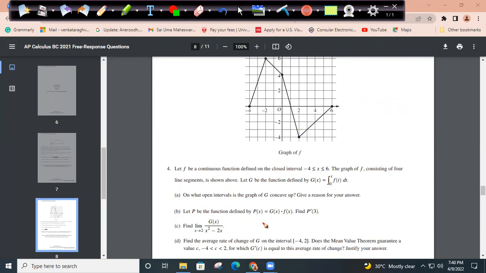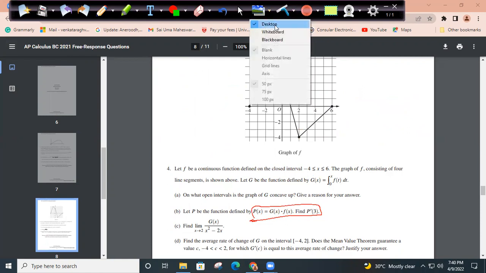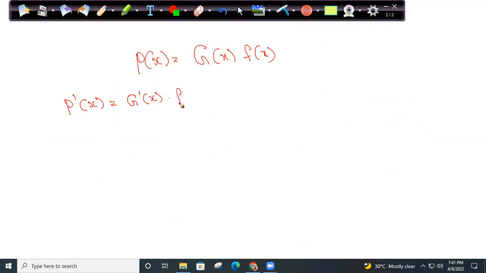Let P be a function given by P of x is equal to g of x into f of x. Find P dash of 3. Simple question. They give P of x is equal to g of x into f of x, and they're asking P dash of 3. Now P dash of x is equal to g dash of x into f of x plus, UV rule, g of x into f dash of x.